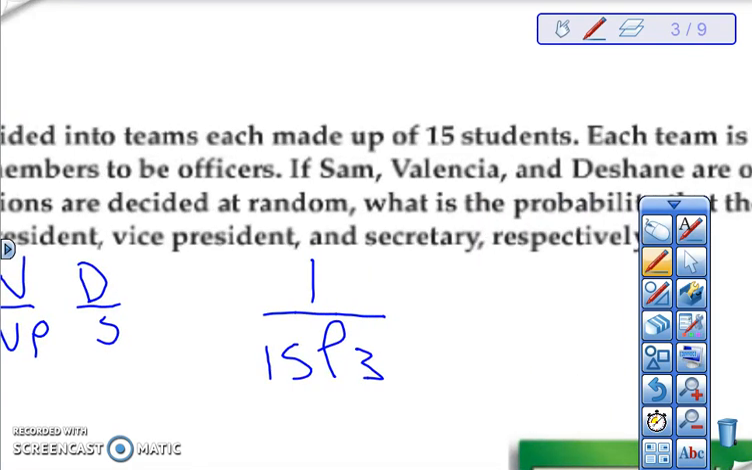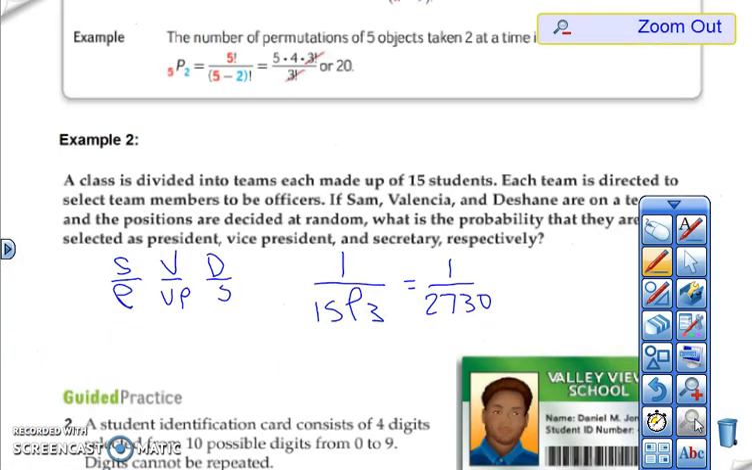You can find this on your calculator in the same spot as you did the factorial. You'll notice it's just a couple spaces above it. So if I type 15P3, I get 2,730. So the probability of getting that exact answer, or that exact arrangement, is 1 out of 2,730.